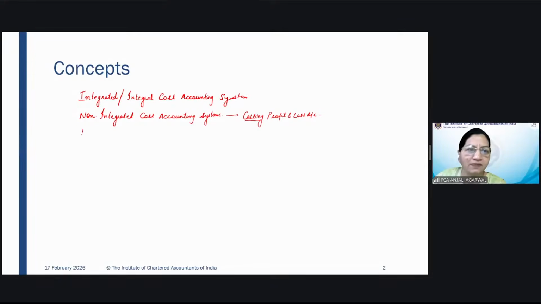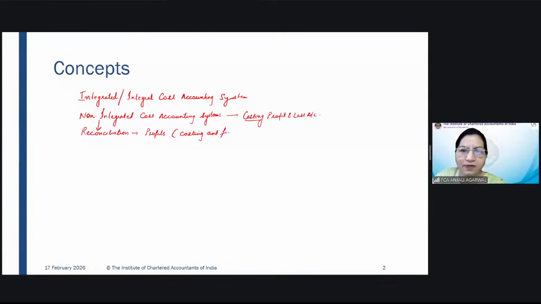Now, the third aspect in this chapter is reconciliation. When there are two separate books of accounts, it is only then the concept of reconciliation will come. So if you have a non-integrated cost accounting system, with a separate cost accounting and a separate financial accounting, then we reconcile the profits of costing and financial profit. Which profits are reconciled? Costing and financial profits are reconciled.